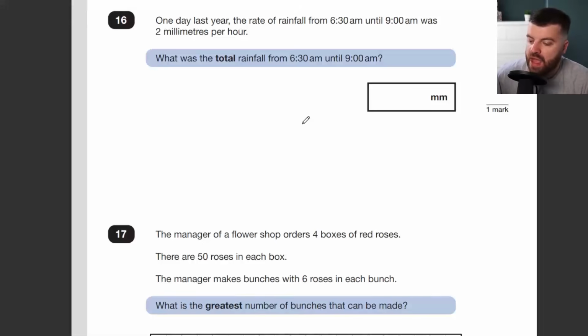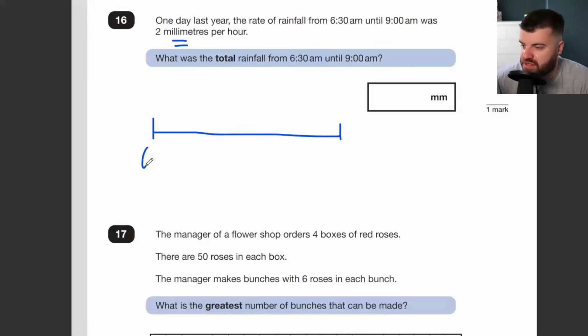Question 6. One day, last year, the rate of rainfall from 6:30 a.m. until 9 a.m. was 2 millimeters per hour. What was the total rainfall from 6:30 to 9 a.m.? So the first thing we need to do here is figure out what is the time difference between 6:30 and 9 a.m. so we can find the total amount of time that we're measuring the rainfall for.